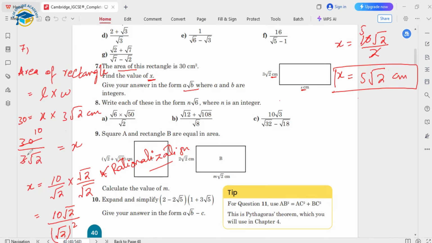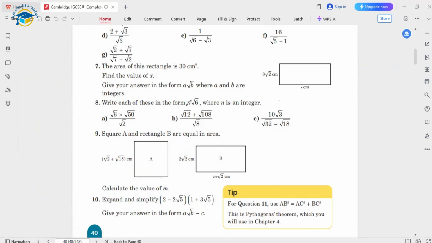Next, for part 8, they are saying to write each of these in the form n square root 6, where n is an integer. Why did they give n square root 6? Inside the square root, you need to represent 6 for all of these a, b, c. Inside the square root, 6 must be there, and n can be any integer, either positive or negative. This depends on the question.